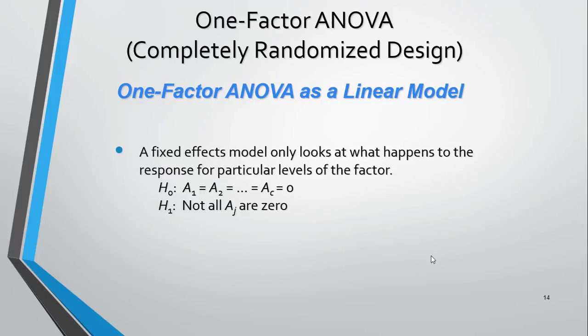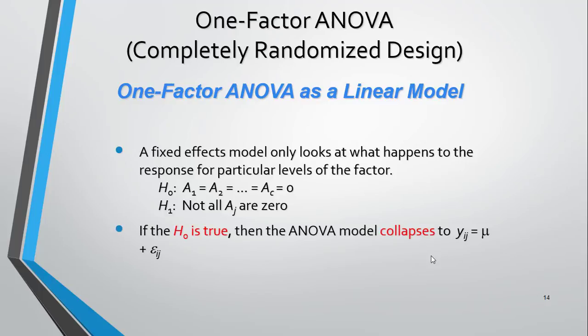A fixed effect model only looks at what happens to the response for a particular level of factor. We look at A1, A2, A3, the factors affecting the length of hospital stay, the Y, the dependent variable, and see if they're all 0. If they're all 0, there's no effect. If not all are 0, then there's an effect. If H0 is true, then the ANOVA model collapses to this, no effects.